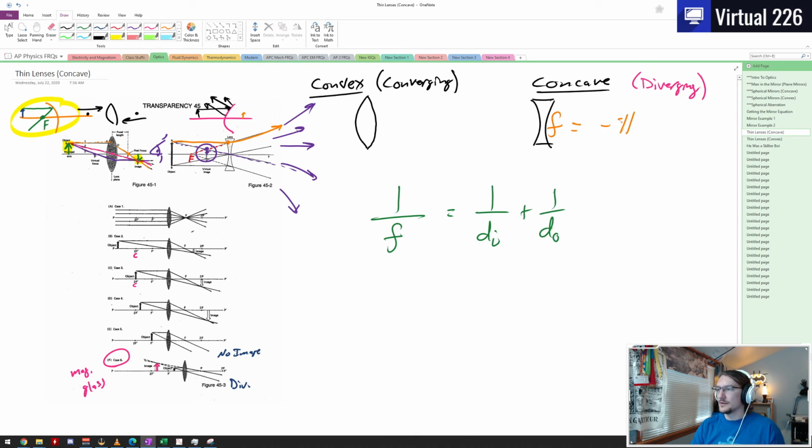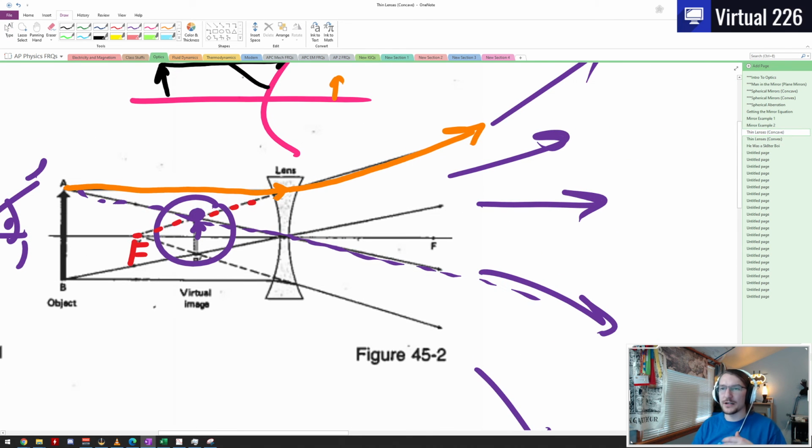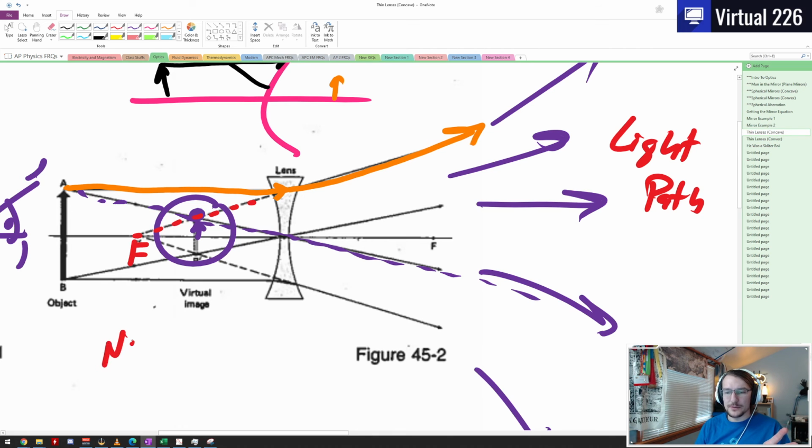Negative focal lengths are for concave lenses, because just like the mirrors, we got to get a negative distance out of that. You think about negative distances as where the light shouldn't be. If we're looking at this here, the light should be over here. This is the light path. The light path is not on this side. It went through the lens and out. So this is a negative image distance.